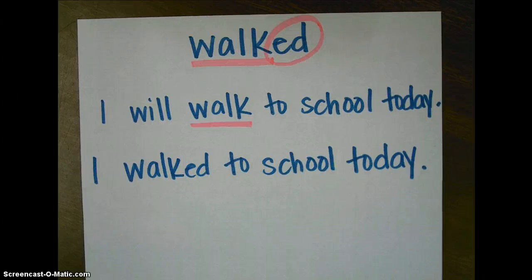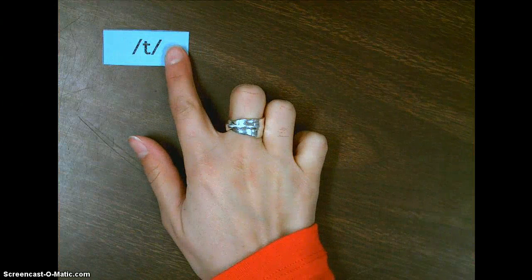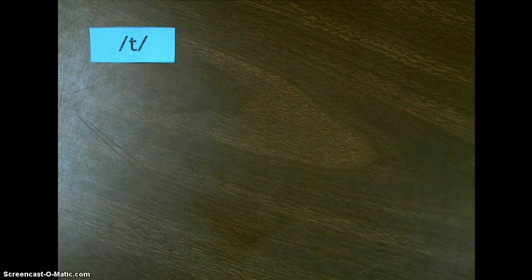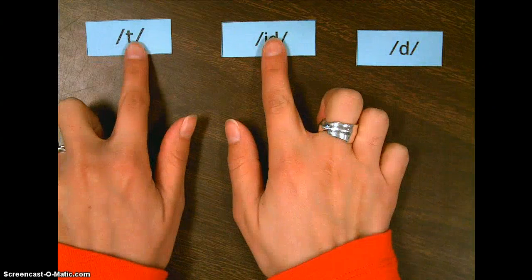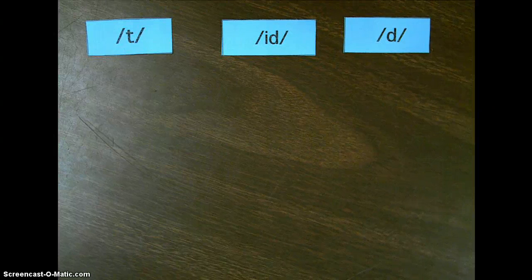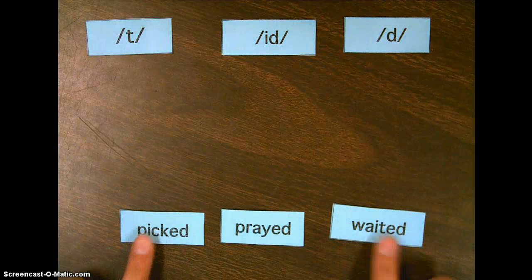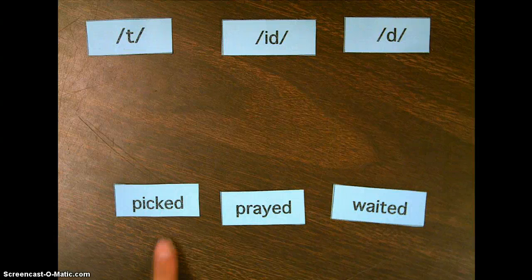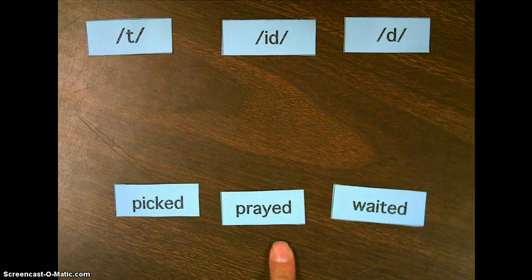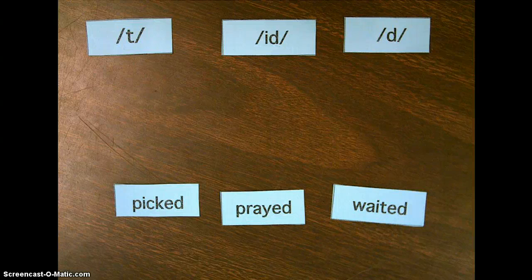Now let's take a look at our headers today. What do those mean? Let's take a look at some of our words and see if we can figure it out. I have 3 words here that are our header words. Those are the words that are bolded. And these will kind of give us an idea of what these headers mean. So we have the word picked, prayed, and waited. Now all 3 of those words have the ed ending, which means they're words in past tense.